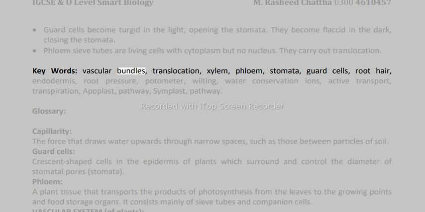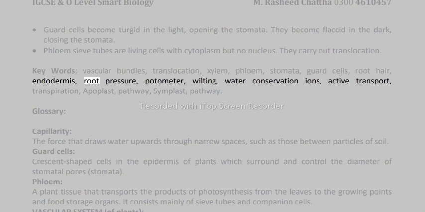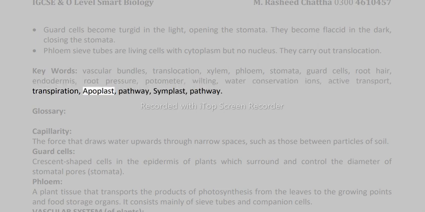Keywords: vascular bundles, translocation, xylem, phloem, stomata, guard cells, root hair, endodermis, root pressure, potometer, wilting, water conservation, ions, active transport, transpiration, apoplast pathway, symplast pathway. Glossary.